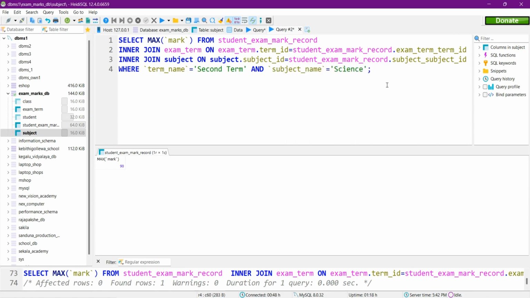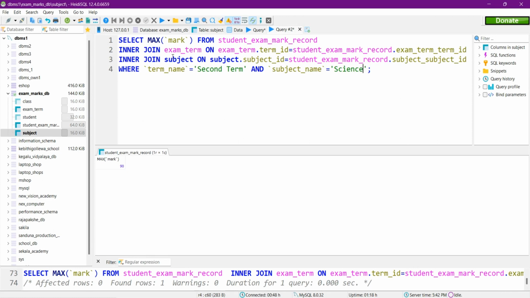So this is the query statement for the second question. It is the same query we used for the first question, with the simple changes that the term name should be second term and the subject name should be science. If we look at the query again, we need to find the highest mark, so we've used the max keyword and asked for the max mark from the student exam mark record table.